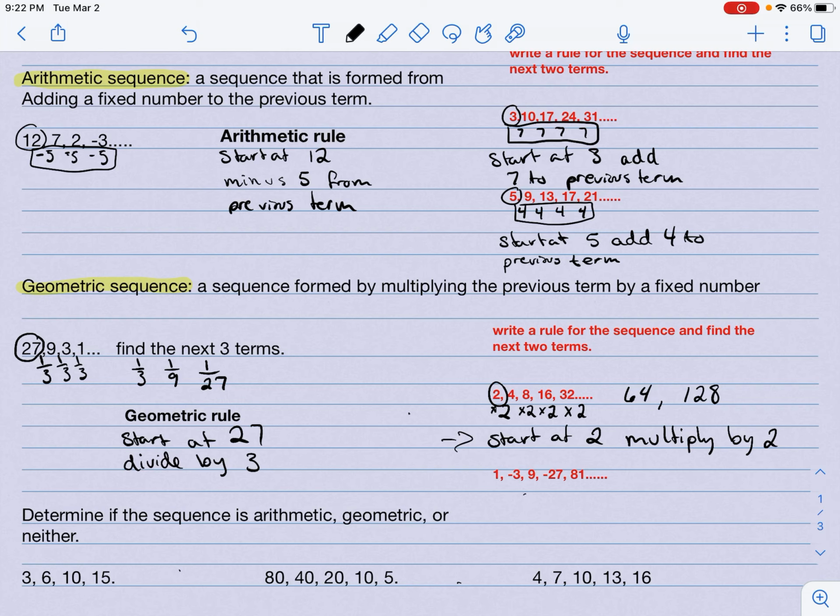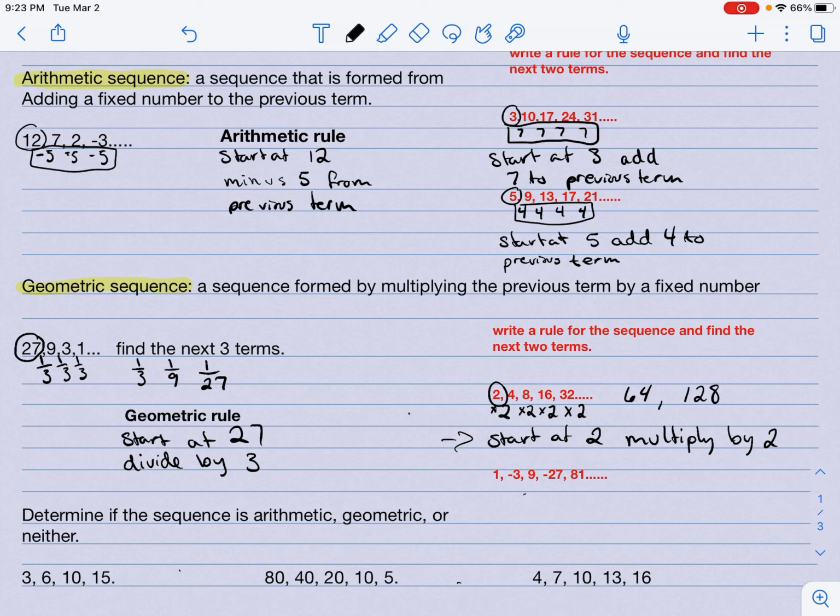Okay, this one's going to be a little tricky because you notice it goes to a negative, positive, negative, positive. So at first it seems like, well, you can't multiply by something, but if you remember when you multiply by a negative, so positive times a negative is a negative, but then a negative times a negative is going to be a positive. And so that's going to give us that switch back from positive and negative.